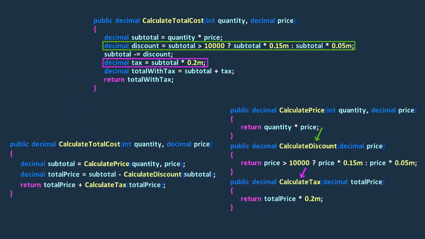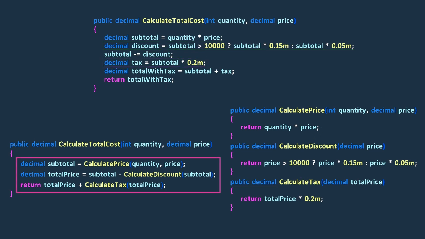We also improved code readability by extracting the block responsible for discount and tax calculations. We named the new methods calculate discount and calculate tax. This made the code easier to understand and maintain.